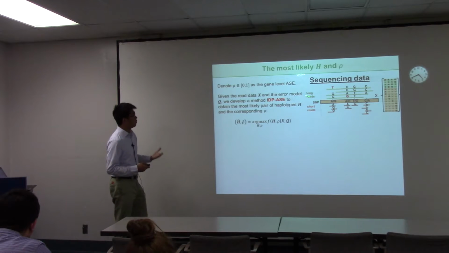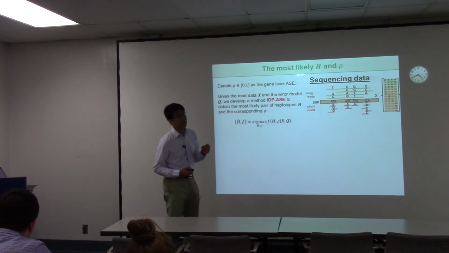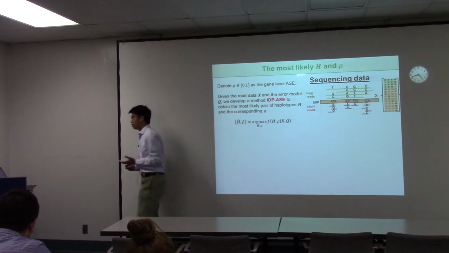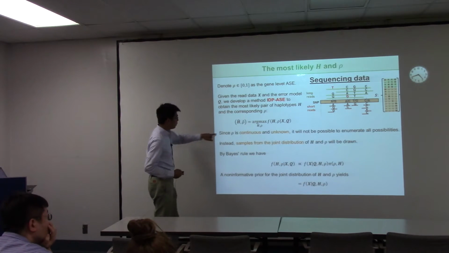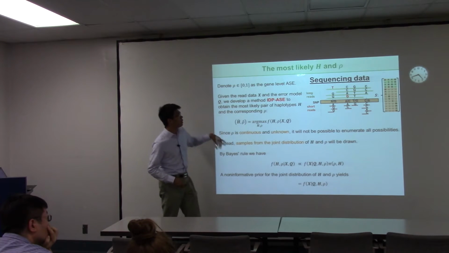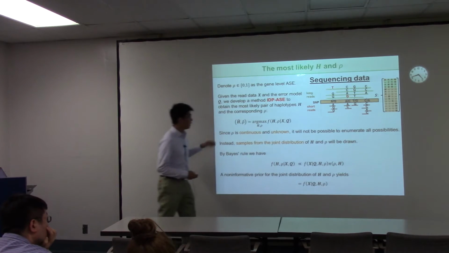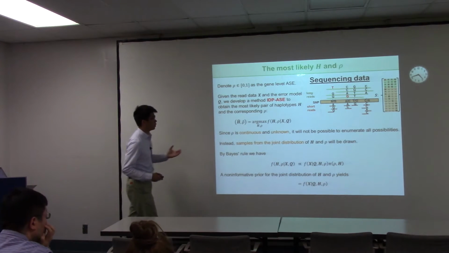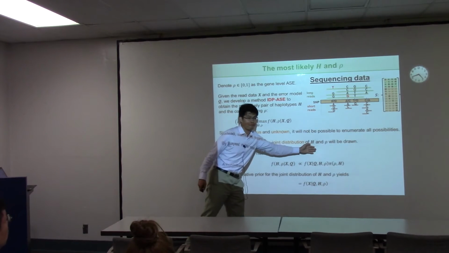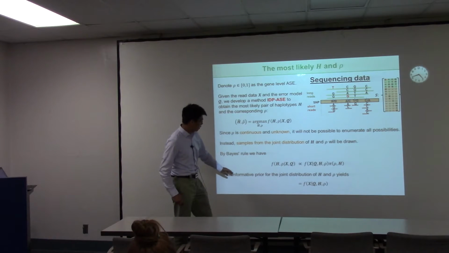What we need to do is fit a model to our data to find the most likely haplotype and rho. We know that rho is unknown and continuous, so it's impossible to enumerate all the possibilities. Instead, we can draw samples from the joint distribution of rho and H. Here we adopt a Bayesian framework with a non-informative prior.